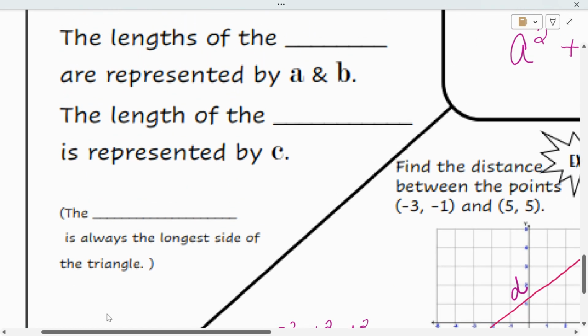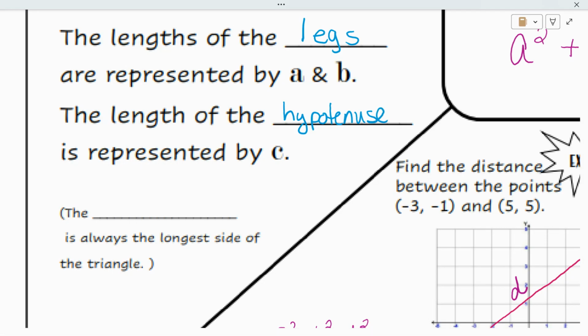The lengths of the blank are represented by A and B. What are we putting in that blank, Daniel? When you think about how we labeled our triangle off to the right, what did we call the sides that are A and B? The legs. Good job. The length of the blank is represented by C. What would that be? Hypotenuse. Good job. And what is always the longest side of a right triangle? The hypotenuse, yeah. That helps when you don't have a picture.